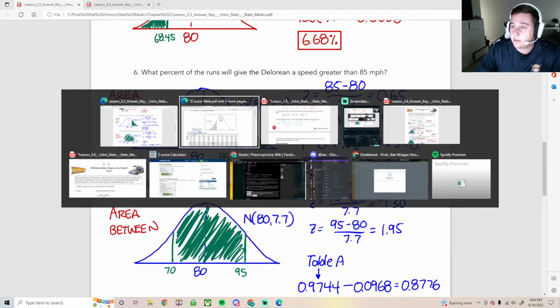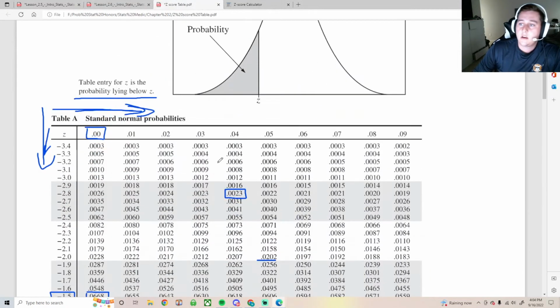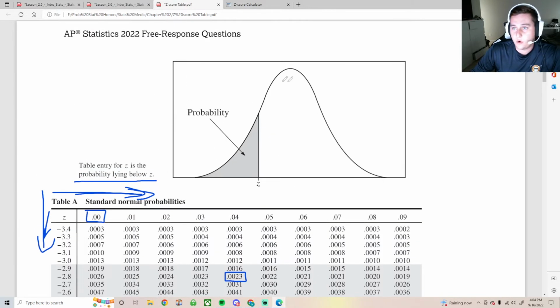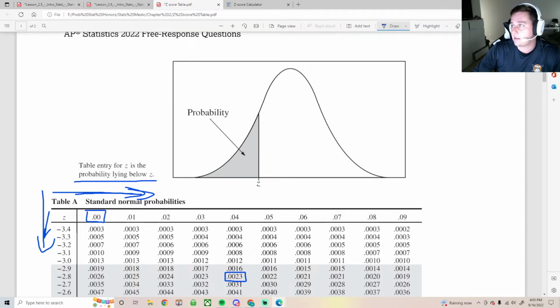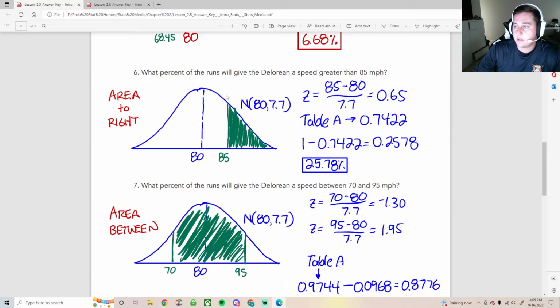But I believe we've talked about this. The area to the left and the area to the right must add up to 100%. That's a rule because the standard normal curve is what is referred to as a density curve. The area underneath a density curve always totals to 1. So if I know the area to the left, I can do 1 minus that to find the area to the right, which is exactly what they did here. They took the area to the left. The area to the left is 0.7422, and they did 1 minus 0.7422 and came up with this number here.